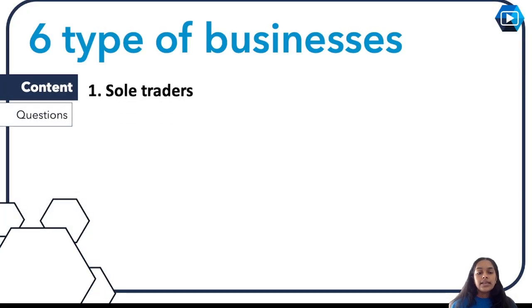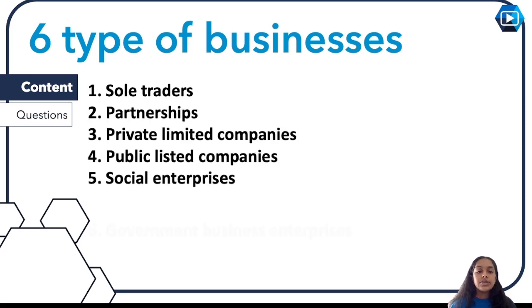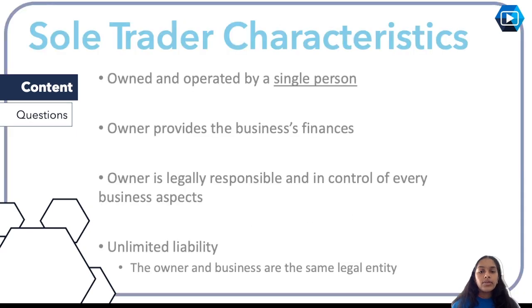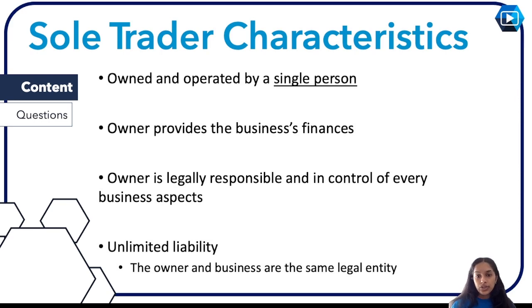As I just mentioned, we have 6 types of businesses you need to know. We'll begin by looking at our sole trader business structure. The characteristics of a sole trader is that it's owned and operated by a single person. They have the responsibility of providing finance and capital to fund the business and to ensure that it has sufficient finance to run its everyday operations. The owner is also legally responsible and in control of every business aspect.